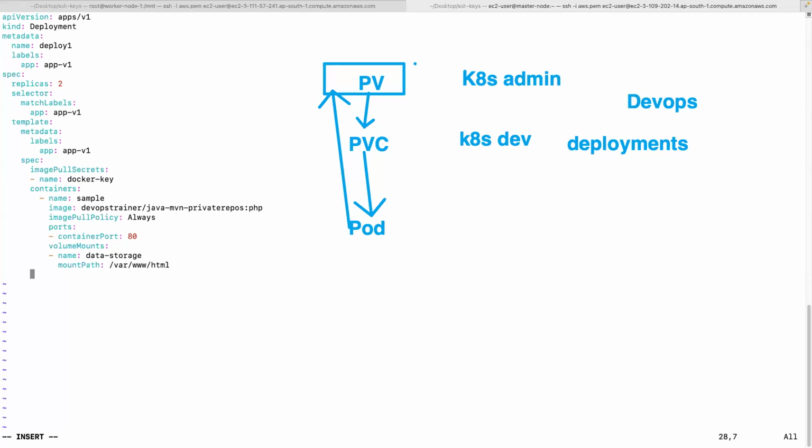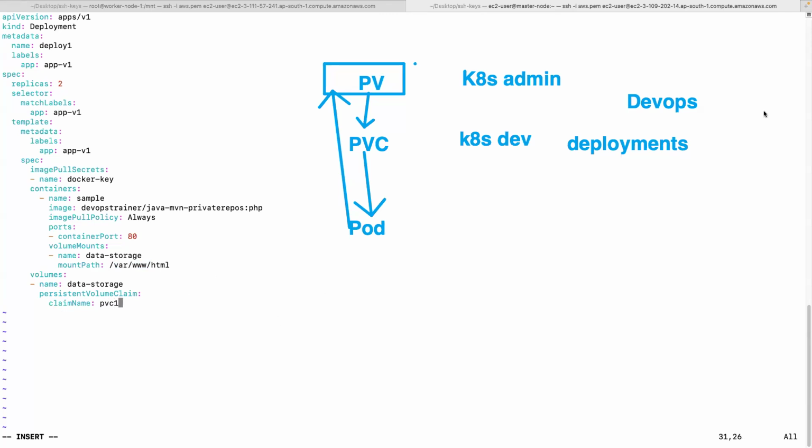Then you have to define the volumes, at the same indentation level as containers. The volume mount name I have given is data storage. Persistent volume claim. See, data storage is this one, and this data storage in turn got attached to the volume claim. Claim name, which is PVC1.